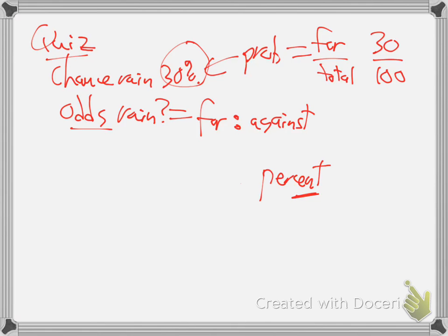Question? Wait, what's the word in the top of the fraction? For, right here. For? Yeah, so the amount that are for something. So if you're flipping a coin, the chance of heads is 1 out of 2. One result for you out of 2 results possible. So for probability, it's 30 per 100. 30 like what you want to happen per 100.